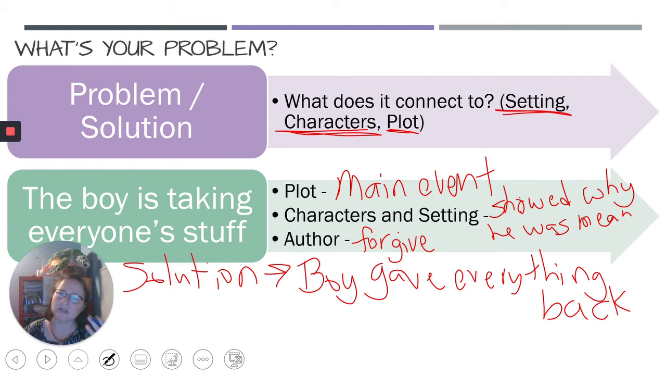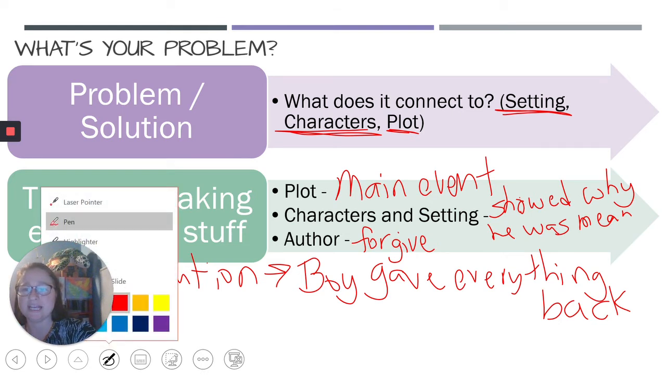So I can look at this story and say the problem and the solution are connected to the plot. It was the big idea of the story. The problem and solution were connected to the characters. It showed why he was so mean. And the problem and solution were connected through the author because now I see the author wants me to see why he was mean and to understand we can forgive people.